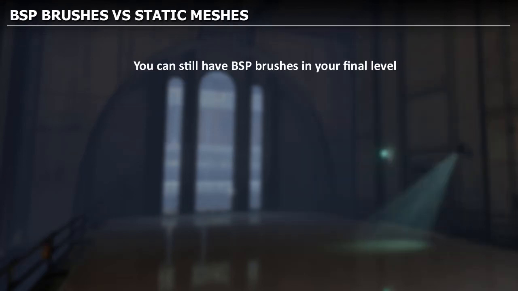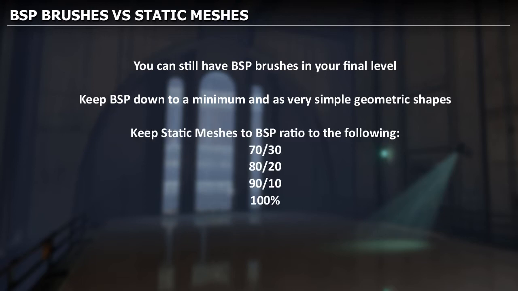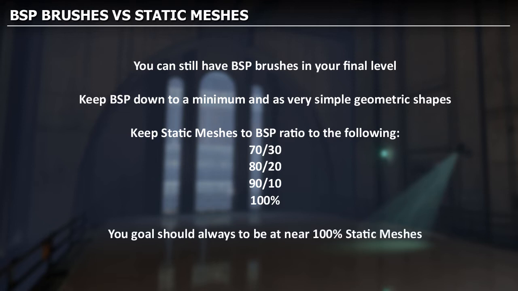Now you can still have BSP brushes in your final level, as long as you keep these brushes to a minimum and as very simple geometric shapes. I recommend to keep static meshes to BSP ratio using the following: 70-30, 80-20, 90-10, with the higher number being your static meshes. But your goal should always be to be at near 100% static meshes for your final level.